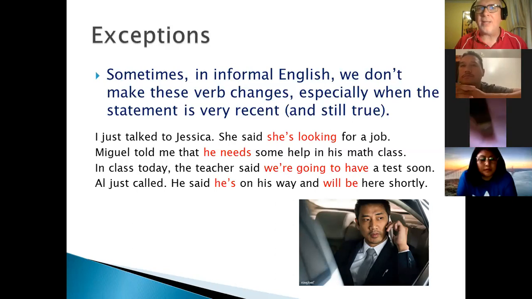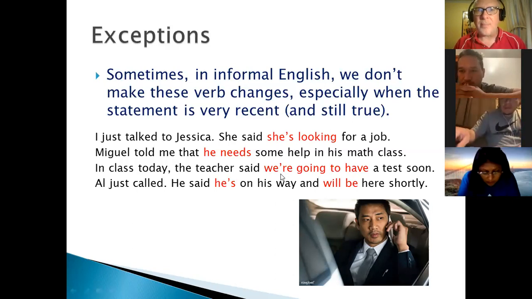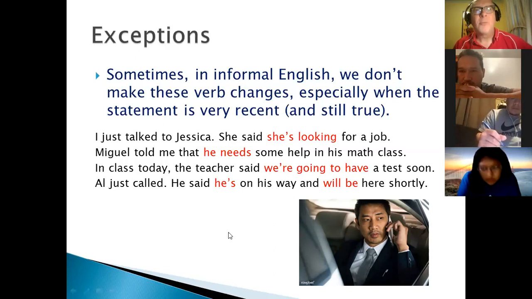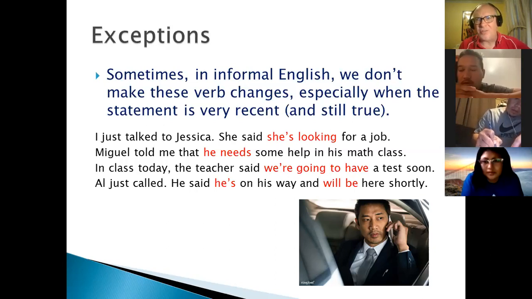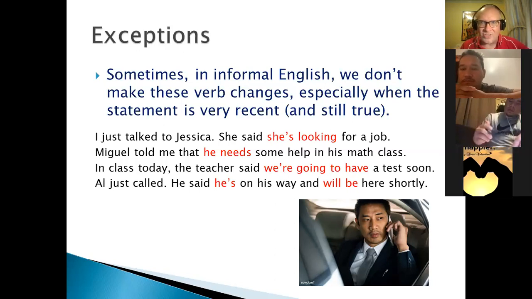But if you look in your book, it talks all about this. Talks all about this, not changing the verbs, right? So when do we do this? When it's still true and when it's very recent. If your mother told you something in 1975, of course we're going to change the verbs. But if your mother told you something at 3 o'clock today, maybe we won't change the verbs. Right? So this is not a rule that is always done. So you see all of these examples, we don't change the verb. The verbs are still present or future or present continuous, right? So the verbs aren't changing.